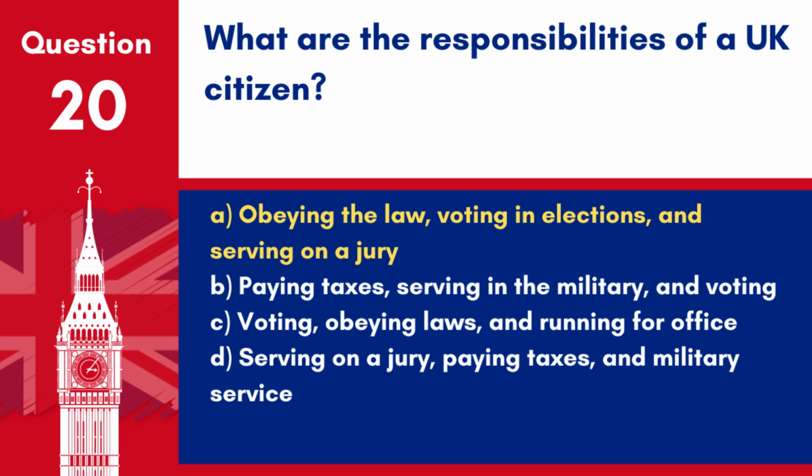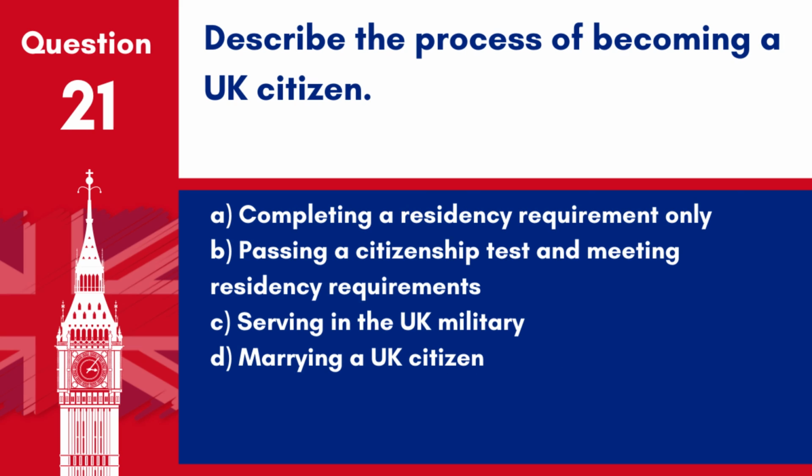These are key responsibilities expected of UK citizens to maintain civic order and participate in the democratic process. Question 21. Describe the process of becoming a UK citizen. A. Completing a residency requirement only. B. Passing a citizenship test and meeting residency requirements. C. Serving in the UK military. D. Marrying a UK citizen.